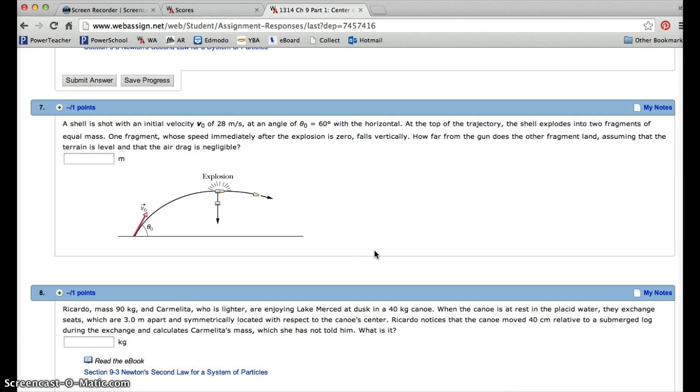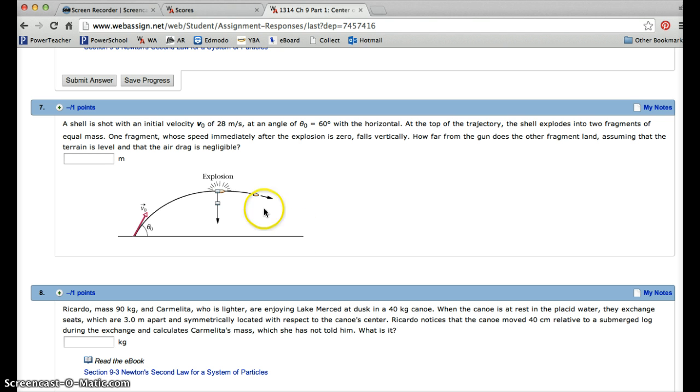Number 7 really isn't as bad as it looks. Basically, when there is an explosion, those are internal forces, and so the center of mass of the system will continue to move as if nothing ever happened. So if this breaks into 2 pieces and one piece falls straight down, the center of mass will continue to move and land exactly where the whole chunk would have landed if it hadn't exploded. So even though no material will land here, the center of mass will end up at exactly where it would have landed without an explosion.